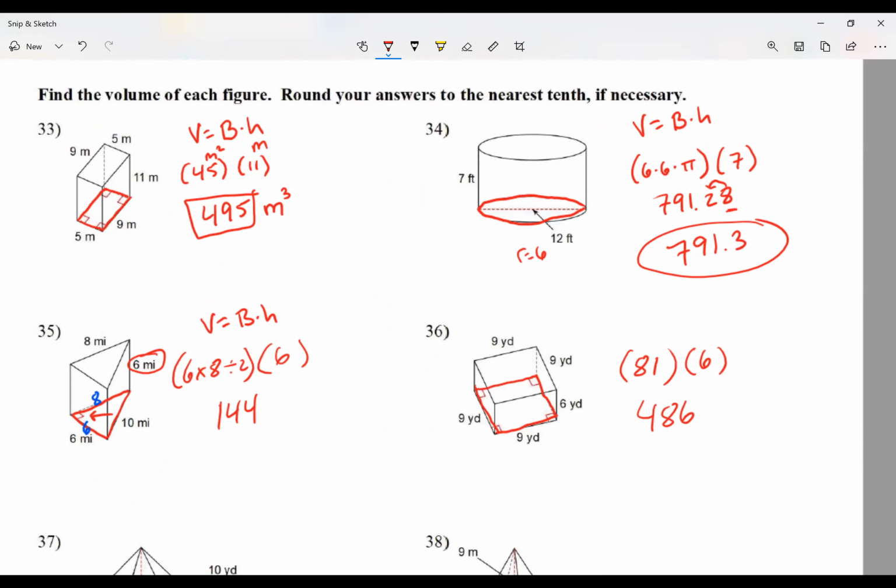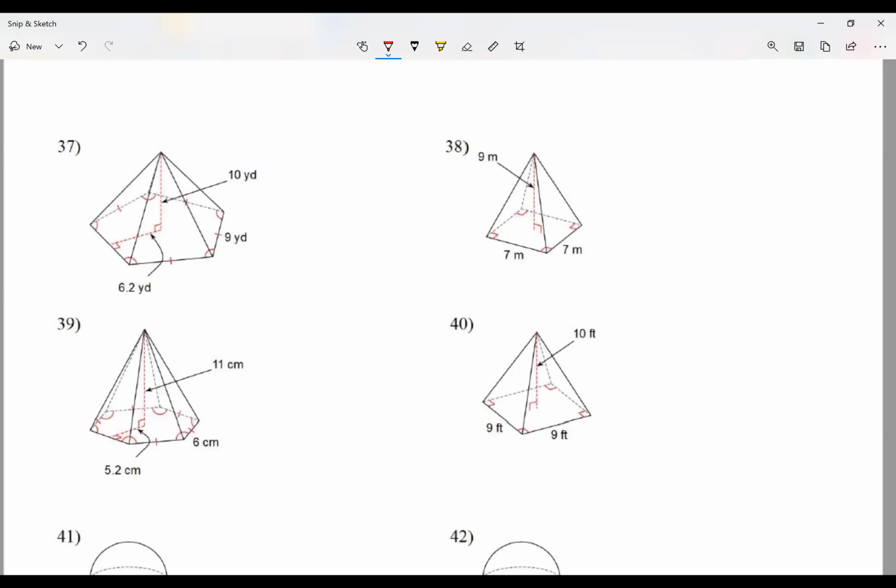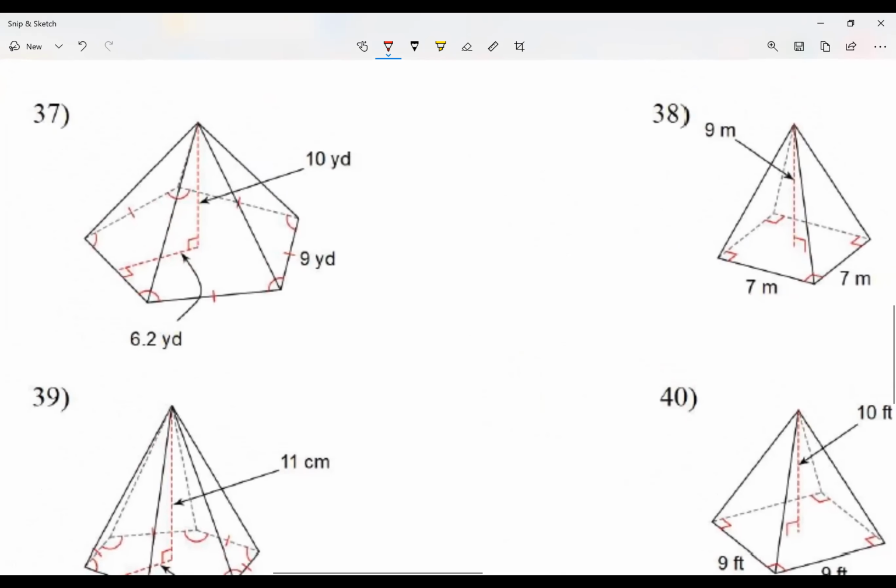All right, now let's talk about pyramids or cones. So I'm going to look at 37 through 40. If you look at the base, it's only one base. And then the top is pointy. So I said earlier, for prisms and cylinders, the volume is the area of the base times the height. For pyramids and cones, the volume is going to be the area of the base times the height divided by 3.